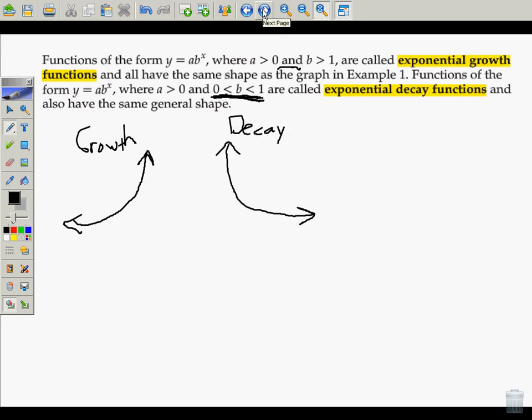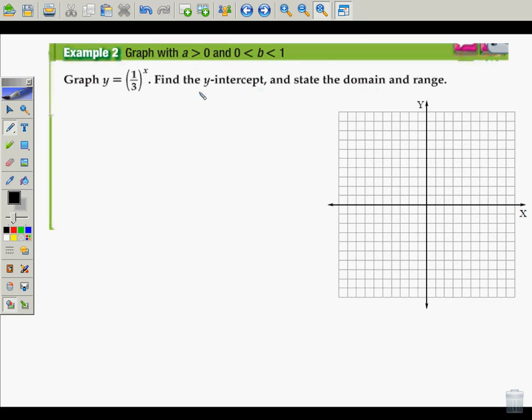So let's look at an example. Here would be an example where we have decay, because notice, b is between 0 and 1. We said as long as b is between 0 and 1, it's going to be an exponential decay function. So we're going to find the y-intercept, state the domain and range again. For my y-intercept, I just have to plug in 0 for x. I get y equals 1/3 raised to the 0. We know anything raised to the 0 is just 1, so I get y equals 1. So my y-intercept is (0, 1).